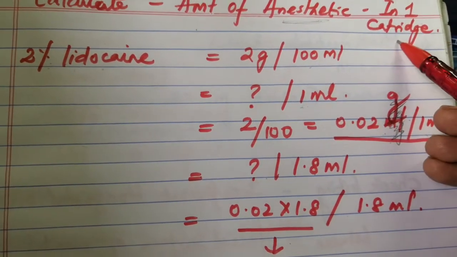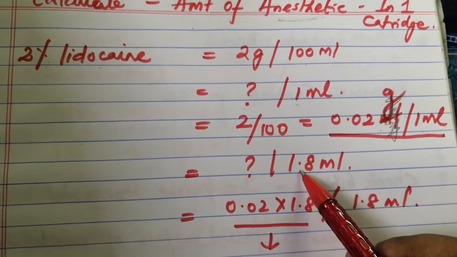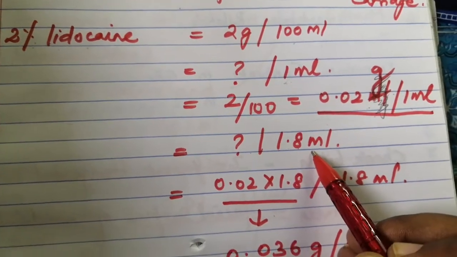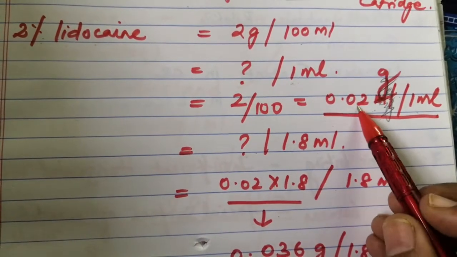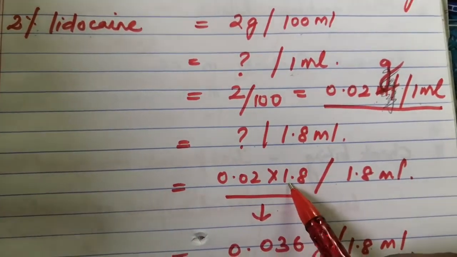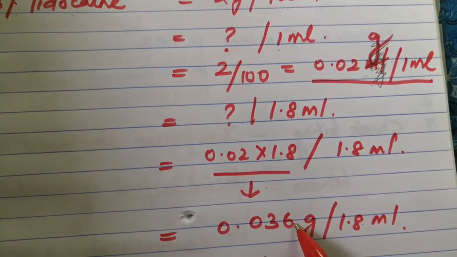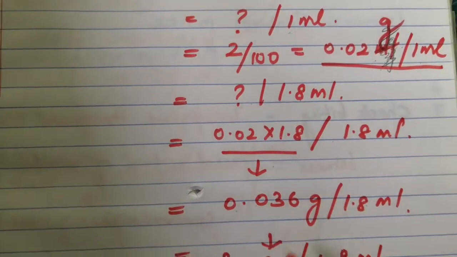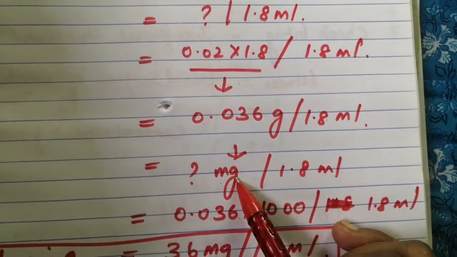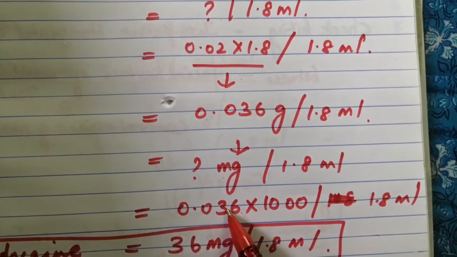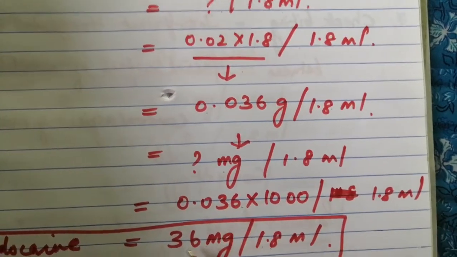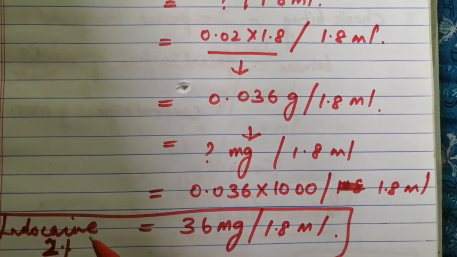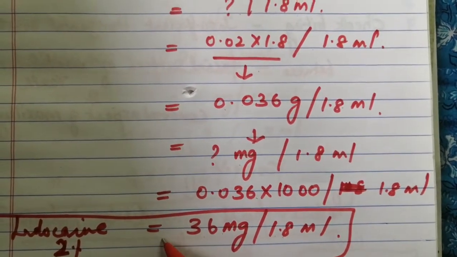But our cartridge contains 1.8 ml. So we have to find out how much lidocaine is present in 1.8 ml. We multiply 0.02 by 1.8, which gives a value of 0.036 gram in 1.8 ml. If you convert this gram into milligram, you multiply by 1000. So it is 36 milligram in 1.8 ml of 2% lidocaine. This is the calculation.